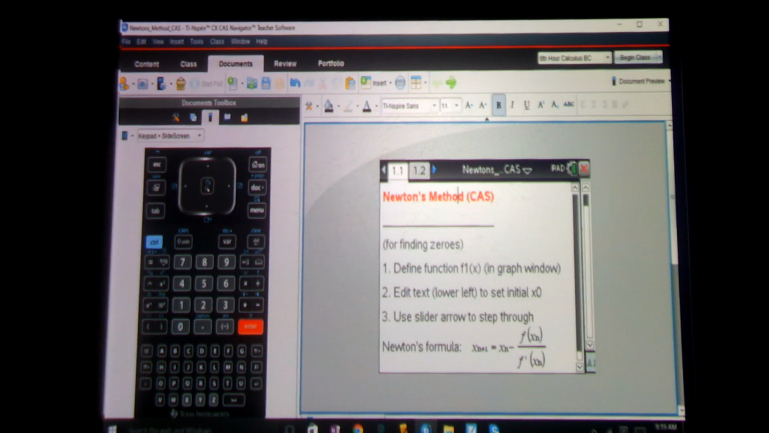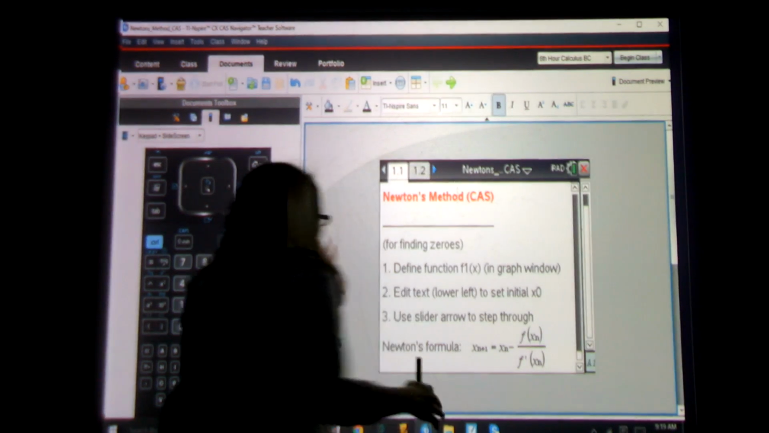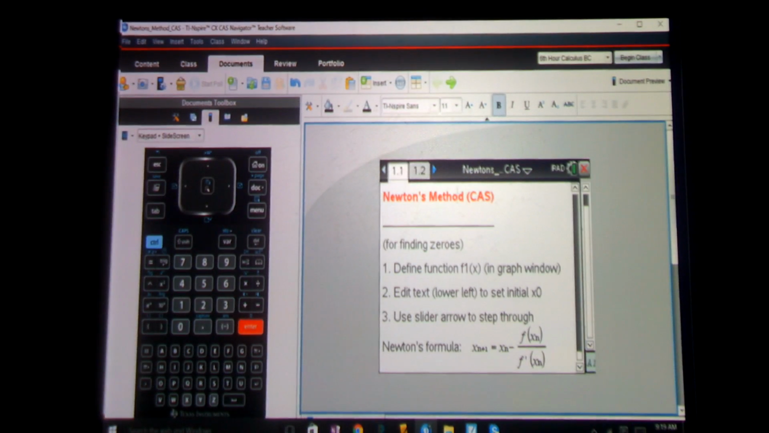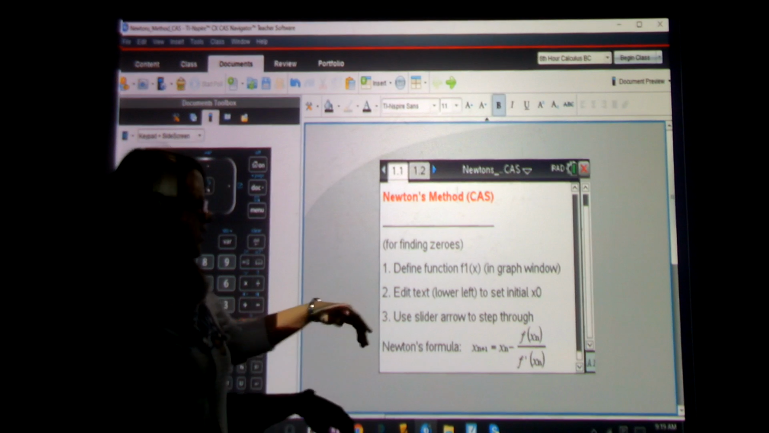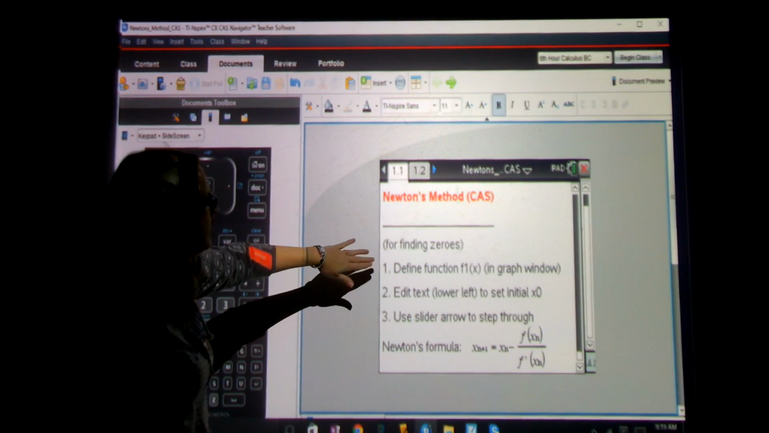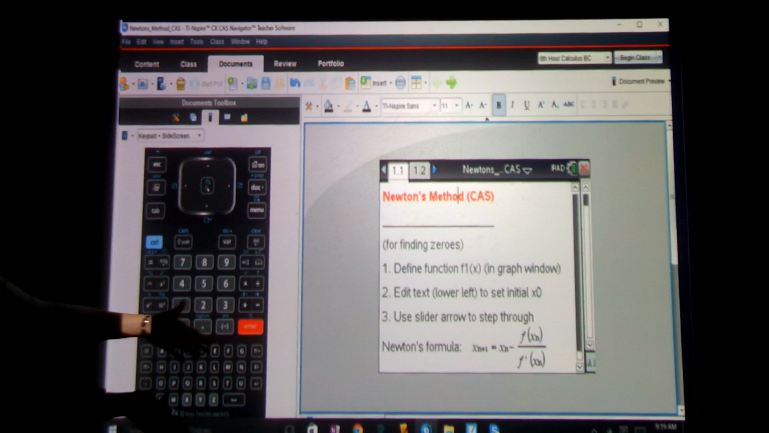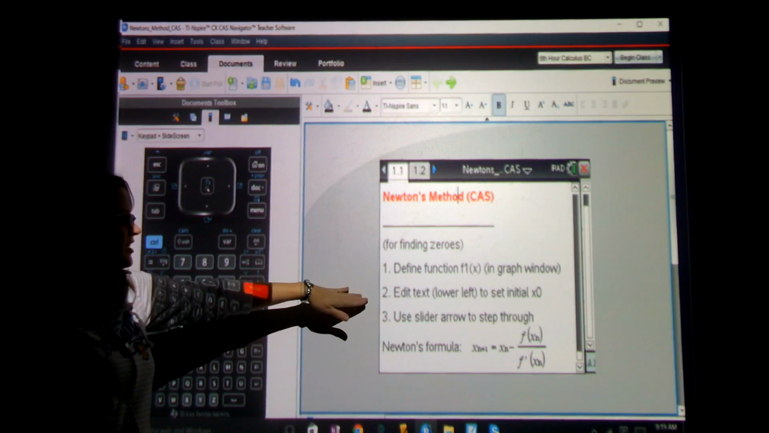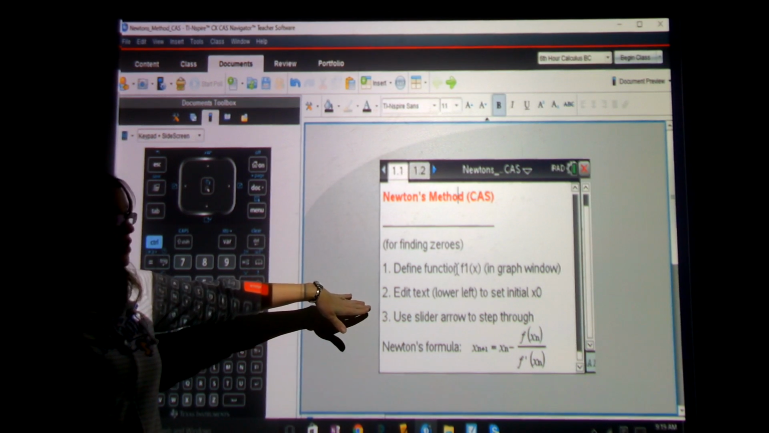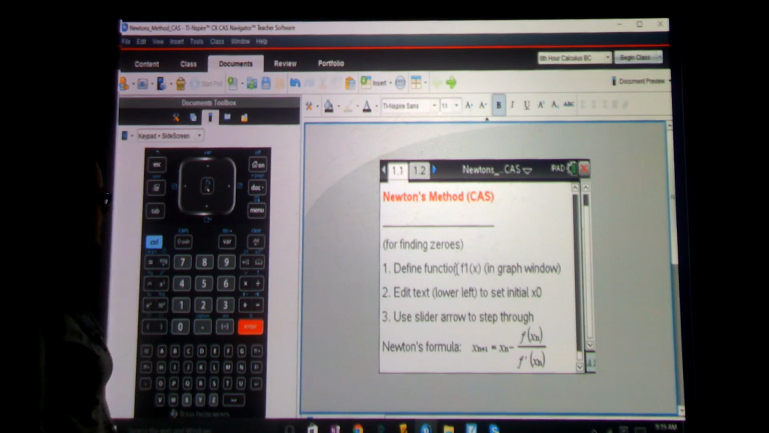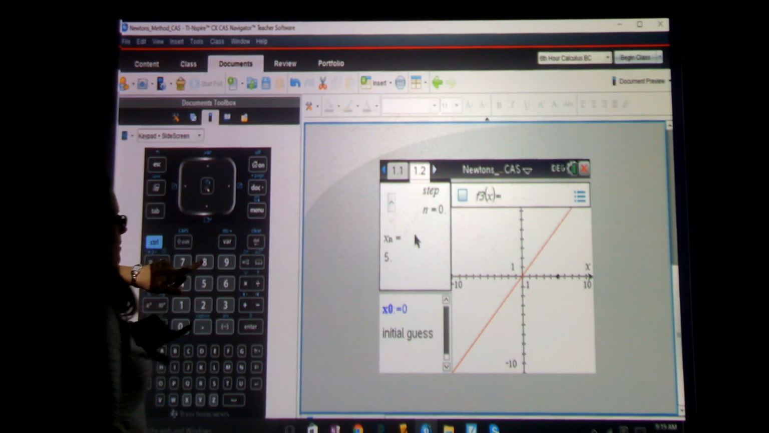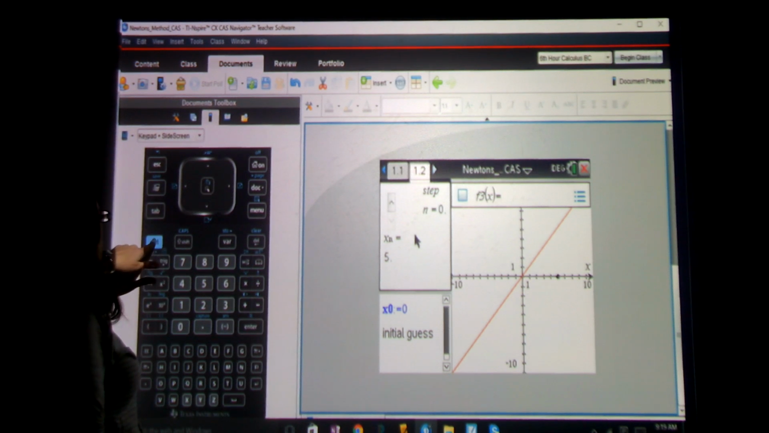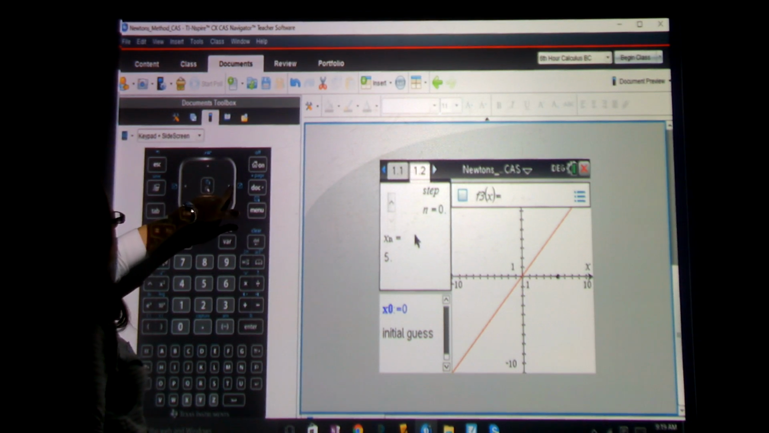Okay, when you open it, I kind of cleared out a bunch of stuff you don't need. The first page is just giving you some directions, and it has Newton's formula on here, in case you've forgotten it. Shame on you. Which of course you will not be given on a test. The first step is you're going to define the function by graphing it. Then you're going to edit the text to set your initial x naught. You've got to set your first guess. They use x sub 0, which is x naught. So I want to go to the next page. You can either tap it with your arrow, or you can do Control, next page, move over.